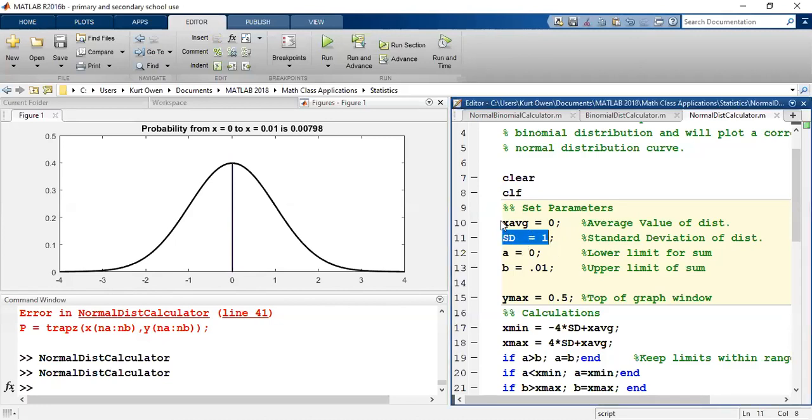So this standard curve has an average right at 0, and then a standard deviation that is 1. So you're making all measurements in terms of the standard deviation. You talk about how many standard deviations above or below the mean you are, and this standard curve describes that well.